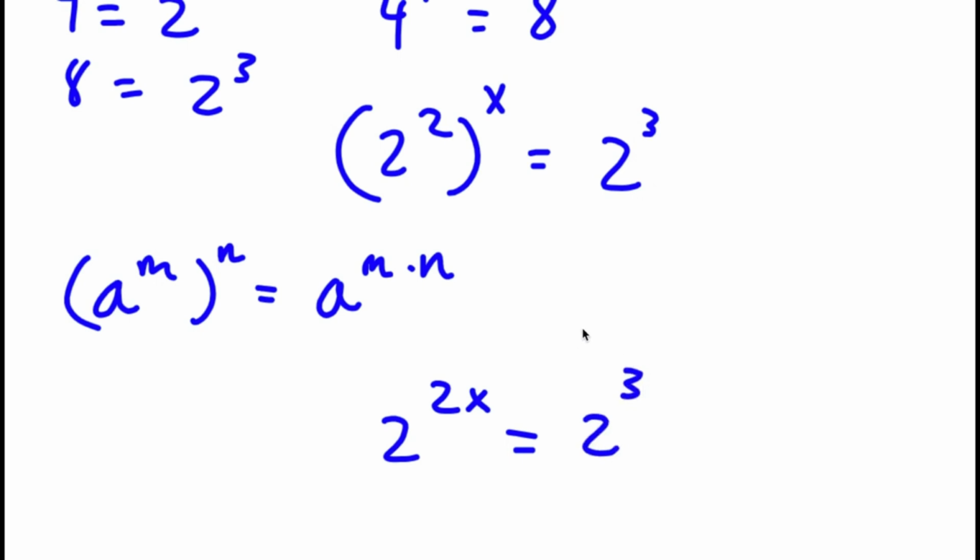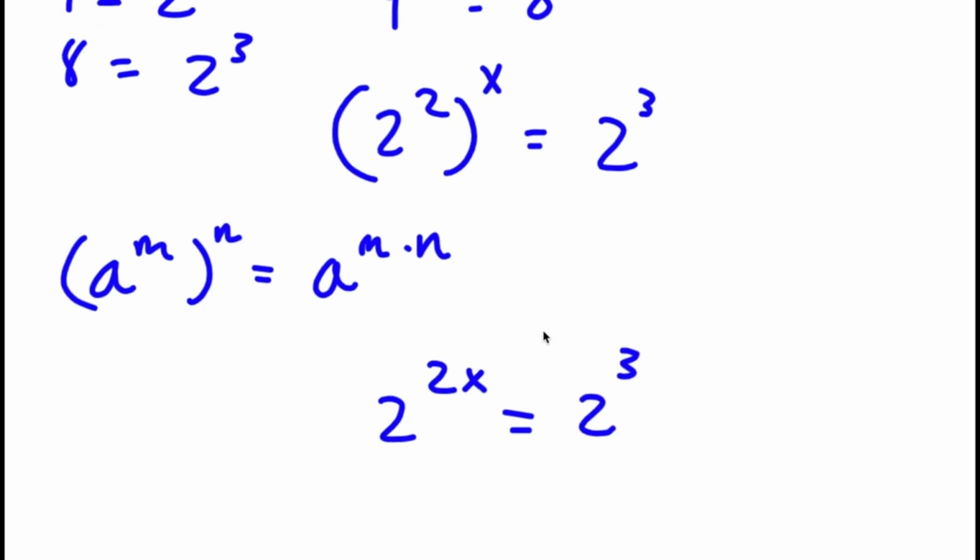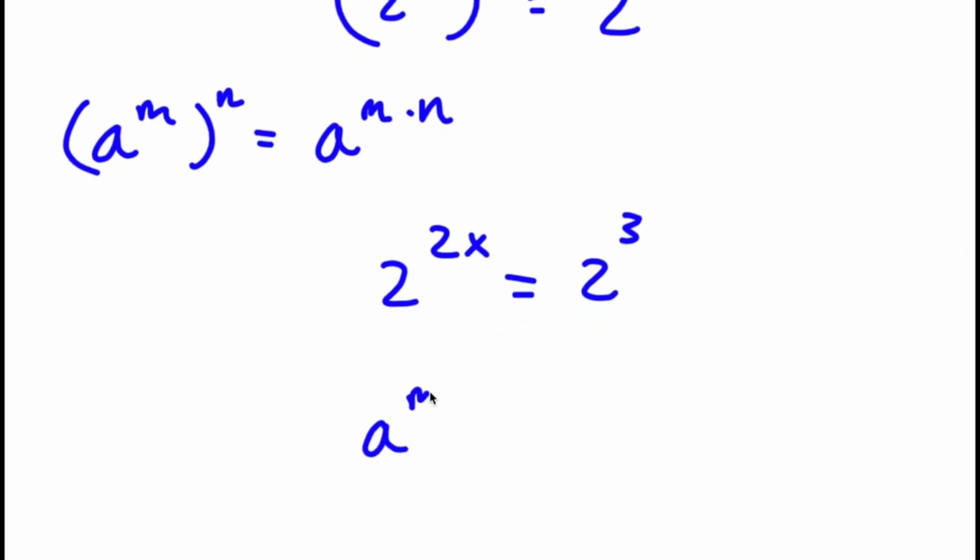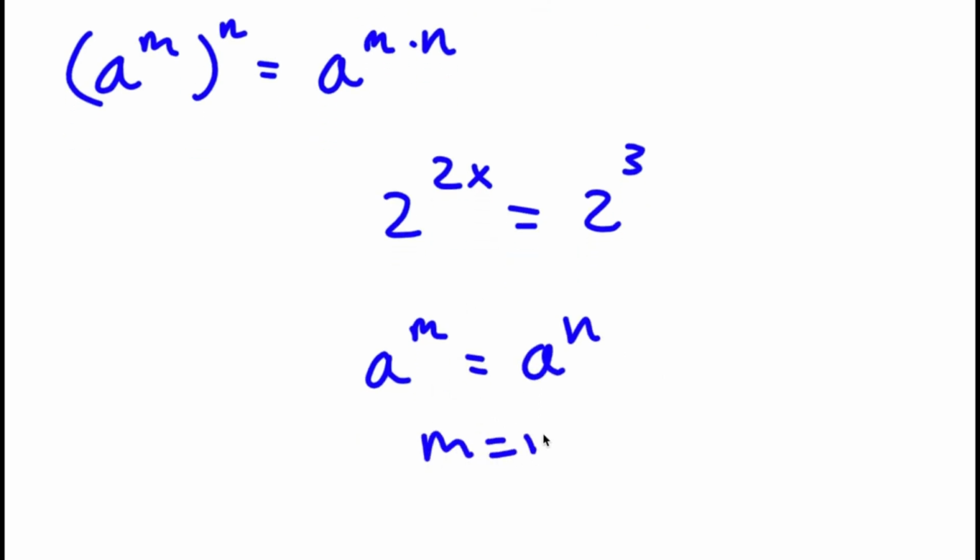Now, if I have something in the form a to the power of m is equal to a to the power of n, then this means that m is equal to n. So in this case, 2x is equal to 3.